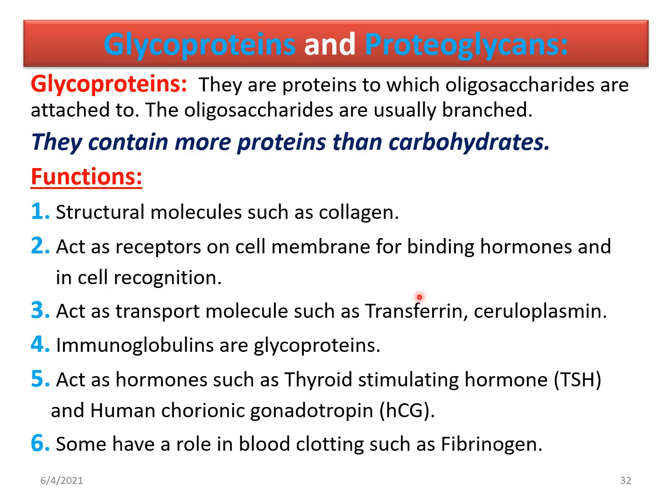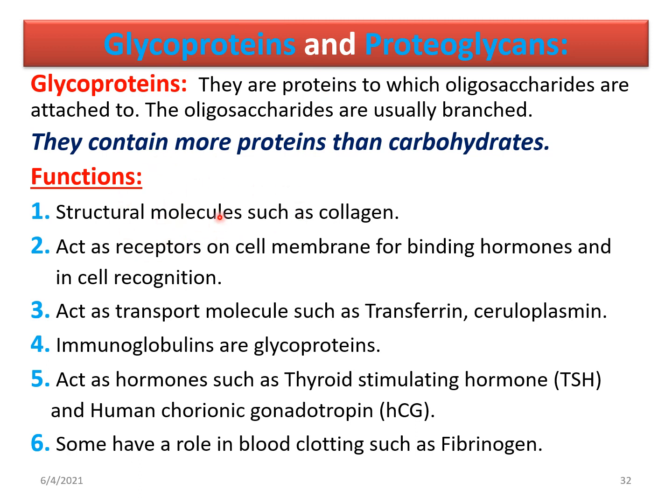Now we discuss the glycoproteins and the proteoglycans. Glycoproteins are proteins to which oligosaccharides are attached. Here the oligosaccharides are usually branched. What is important regarding a glycoprotein is that glycoproteins contain more protein than carbohydrate. What are the functions of glycoproteins?